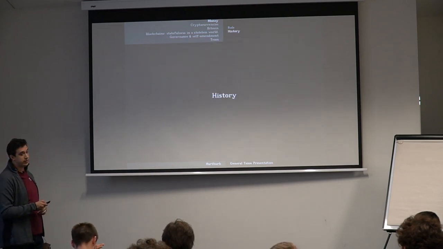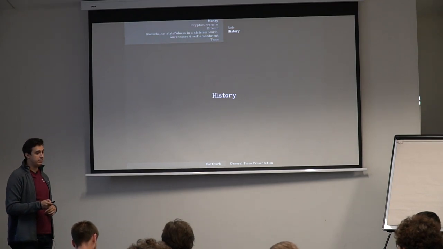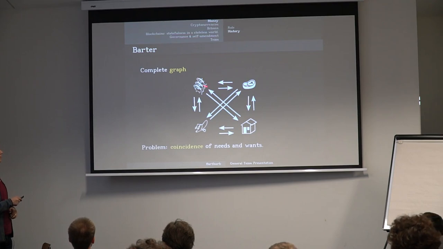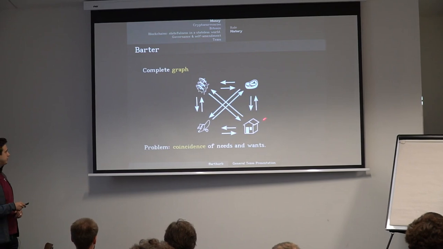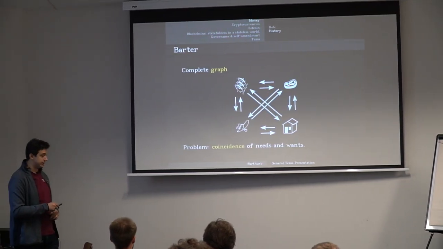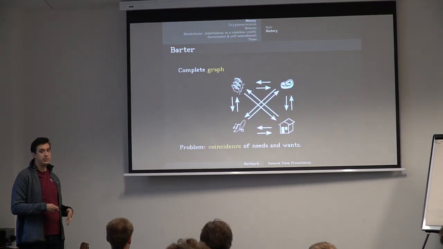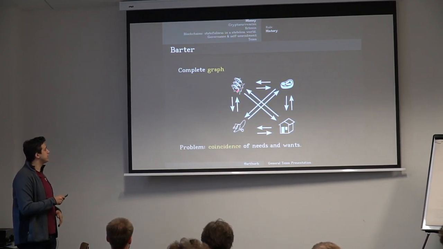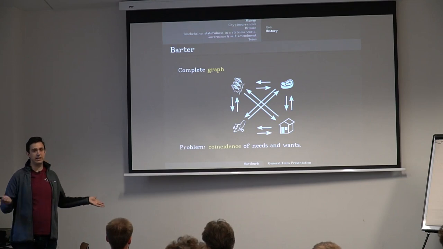So a little bit of history. I'm not going to go into the dates. I mostly just want to show the evolution of the concept of money. So first you have barter, and barter works if you have a complete graph. So I have fish, and I can trade it for bananas, or for steak, or for houses. So you can exchange everything for anything. And the problem with that is you need a coincidence of needs or wants. So if I have fish, and I want steak, and the person who has steak doesn't actually want fish, maybe what they want is a house, then I can't get my steak.